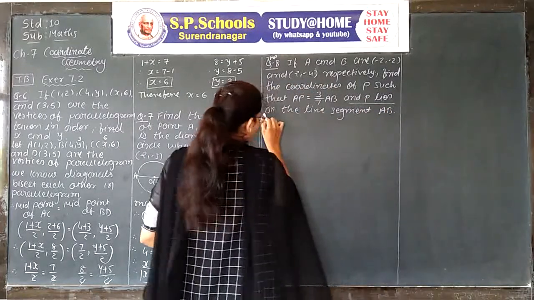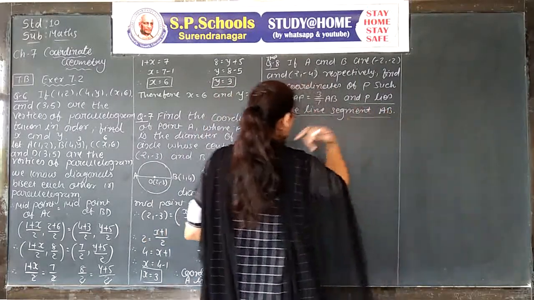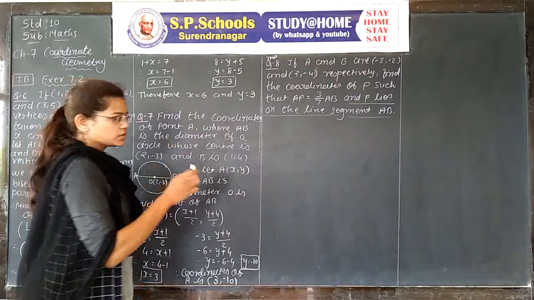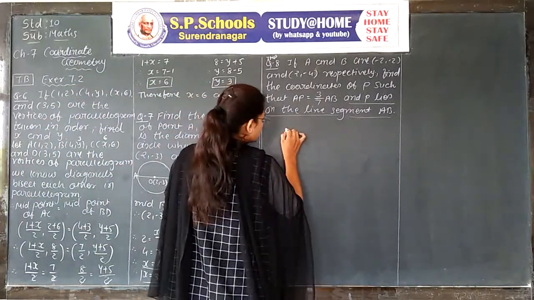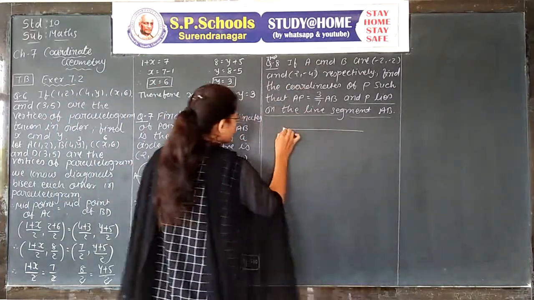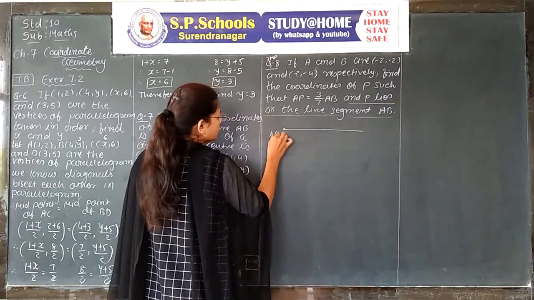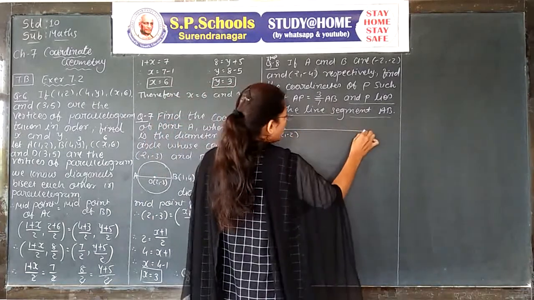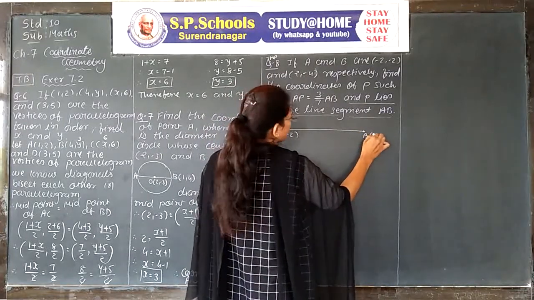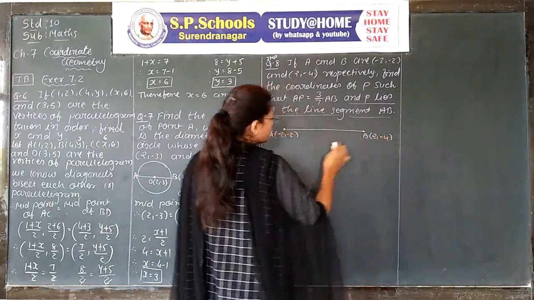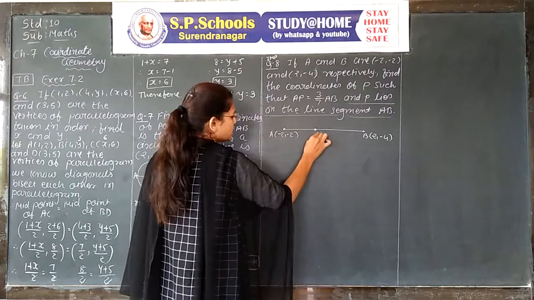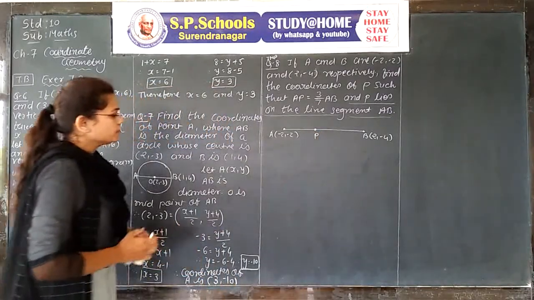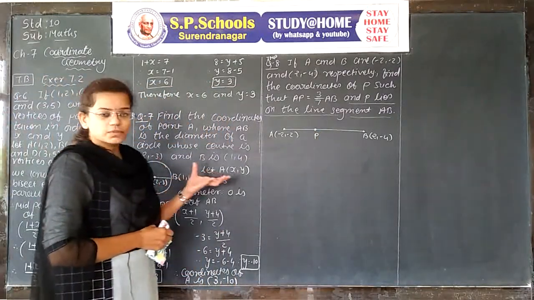P lies on the line segment AB. It is the most important thing. First we draw one line segment, A(-2, 2) and B(2, -4). P lies on this line segment. We need to find the coordinates of point P.